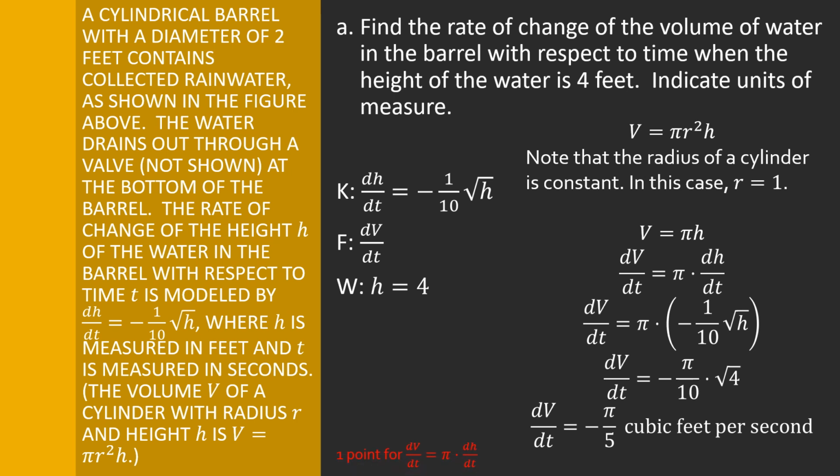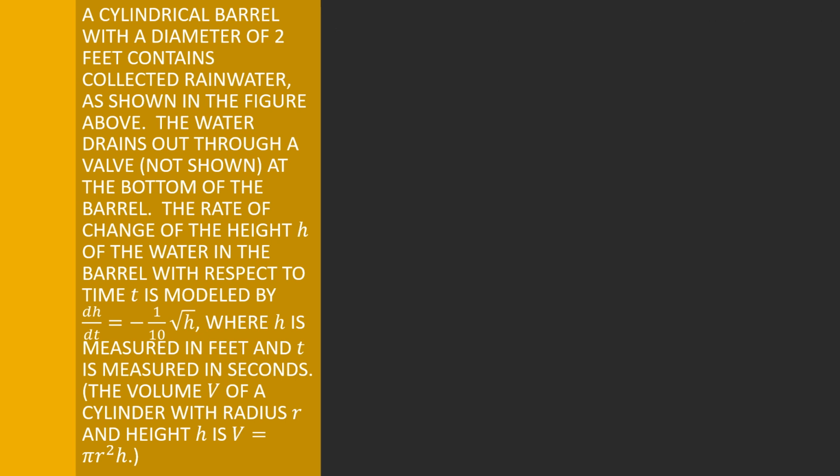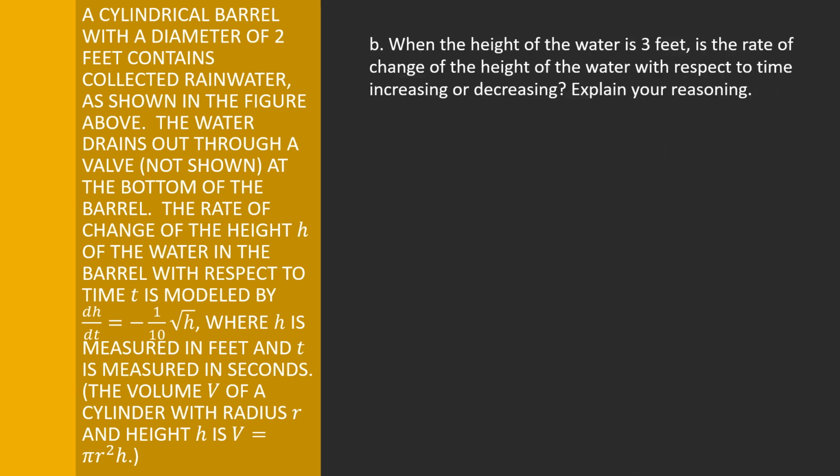All right, so you're getting 1 point for dV/dt equals pi dh/dt. All right, so when the height of the water is 3 feet, the rate of change of the height of the water with respect to time, is it increasing or decreasing? So basically, they're asking about that rate of change of the rate. And so I have to find the second derivative. So I took the first derivative, and then I took the derivative of that, making sure that I put dh/dt every time I take the derivative of h.